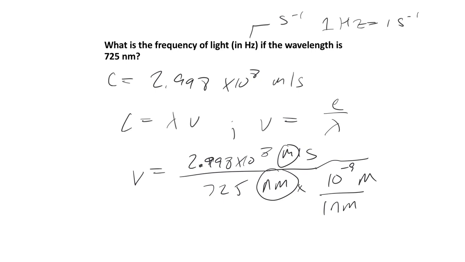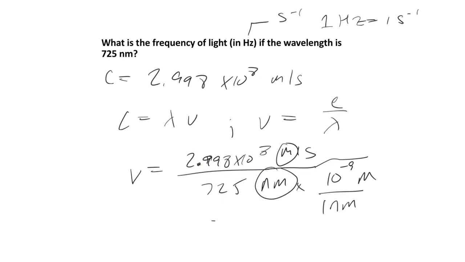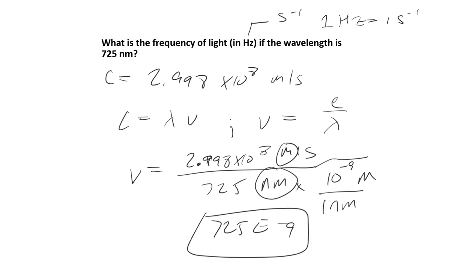So we do 2.998 e to the 8 meters per second divided by 725. What I do here is 725 e minus 9. So I can put that into a calculator, because that would be 725 times 10 to the minus 9.